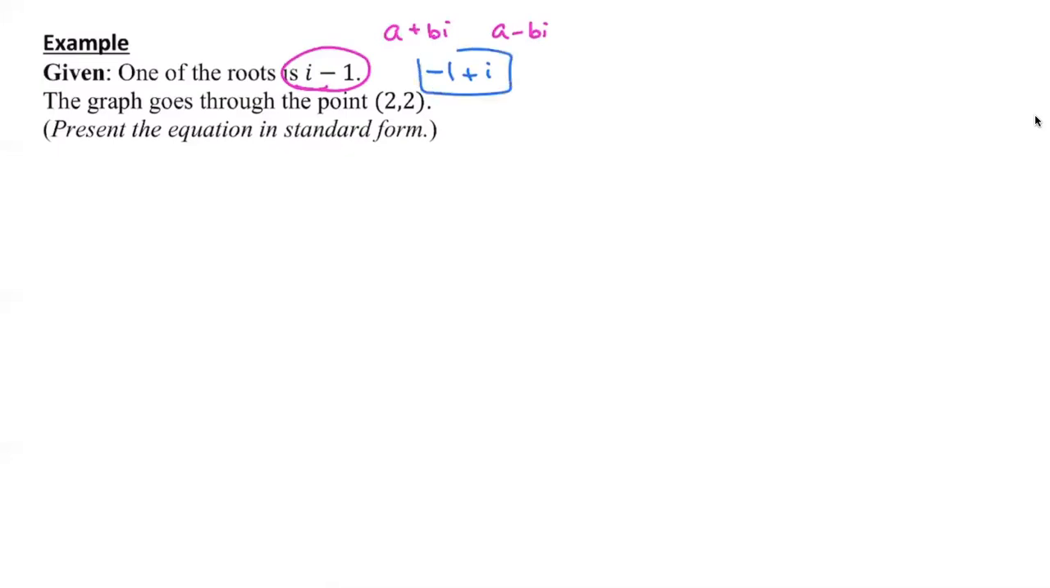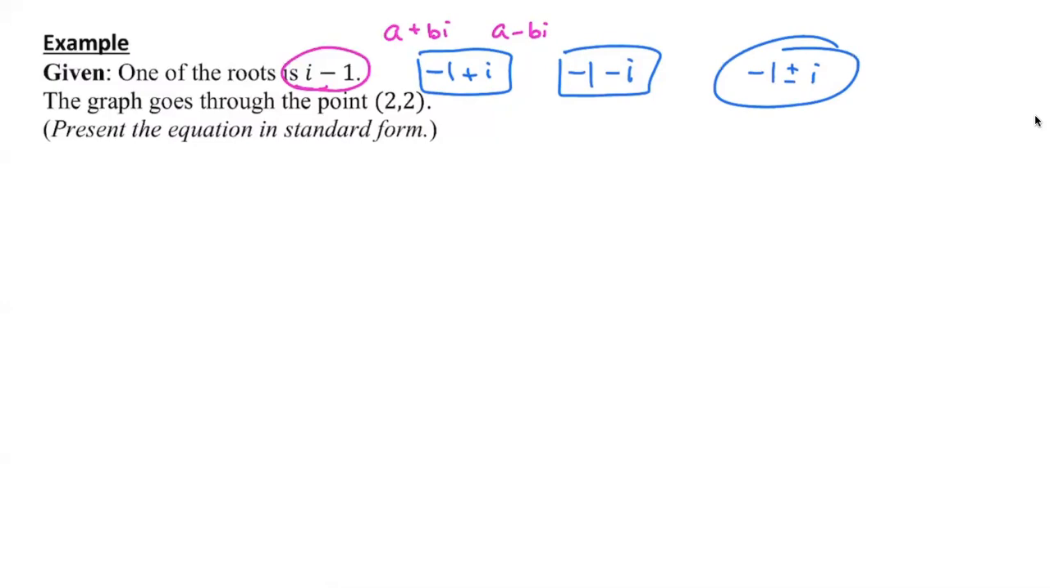So if you have one root that's negative 1 plus i, it is guaranteed that the other root must be negative 1 minus i. It has to be. So in short, you can combine them together and say negative 1 plus or minus i. Those are the two roots, but we can combine them into a single simple expression. So even though we give you one root, it's actually two. The other one is just testing whether you know that.